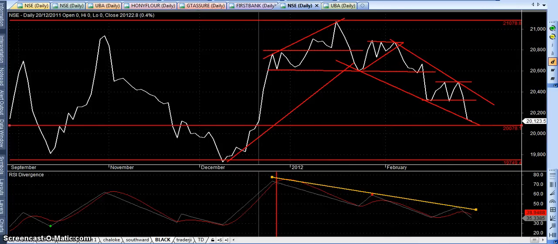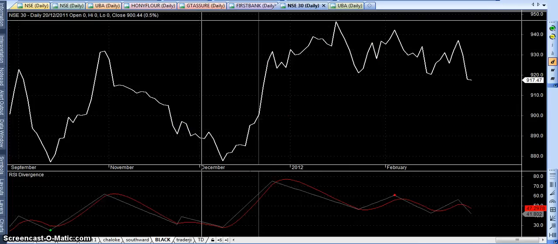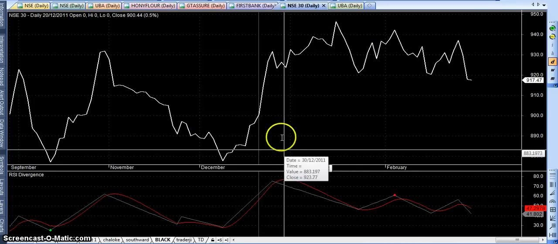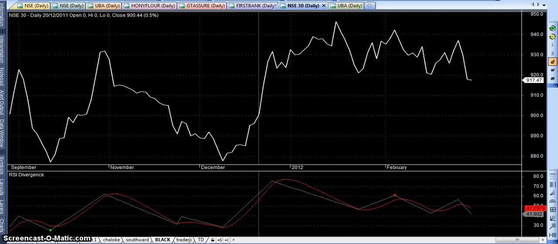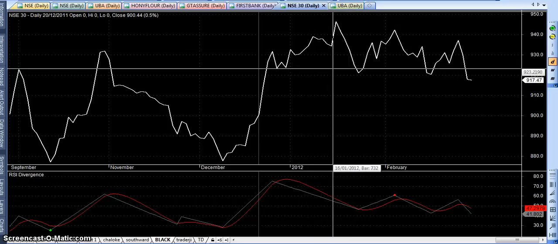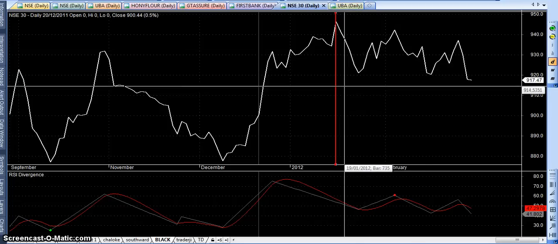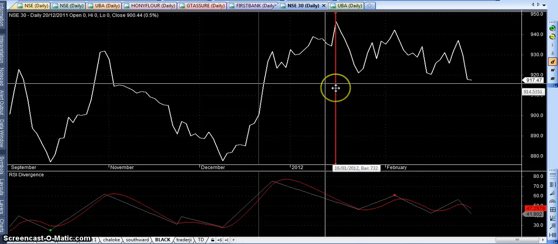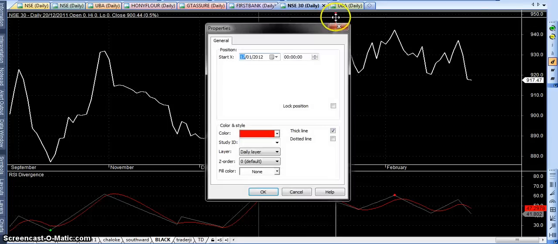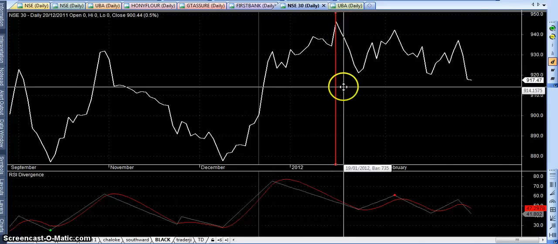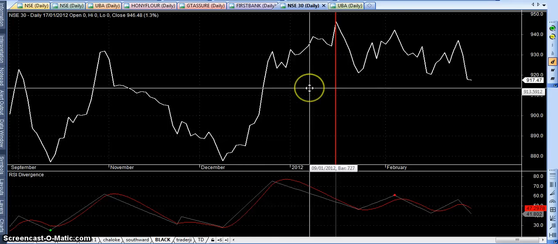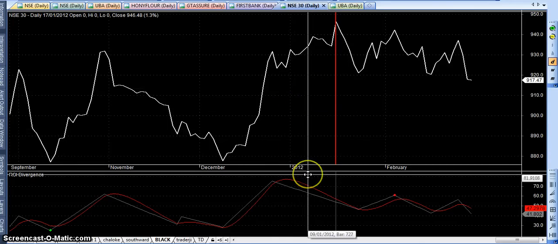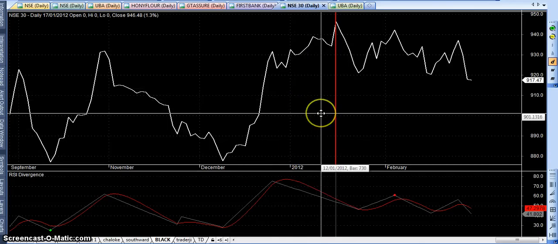Now we're going to the NSE 30. NSE 30 is virtually doing the same thing. These were the highs. This was the last of the bull trend. Okay, that was the 17th of January. That was the end of the bull trend.